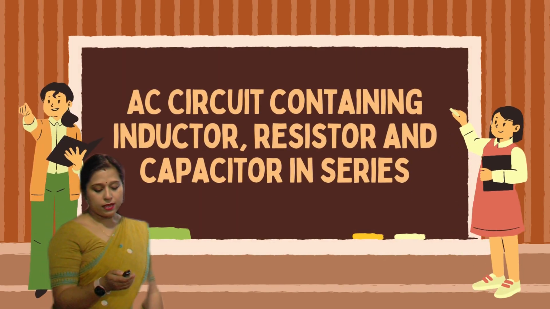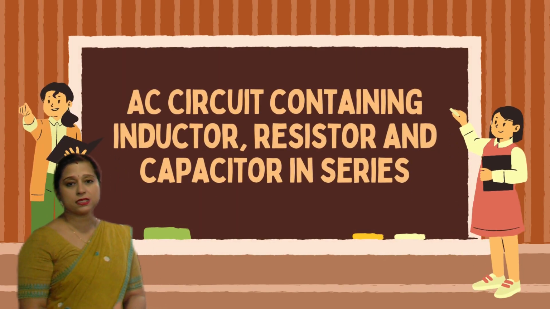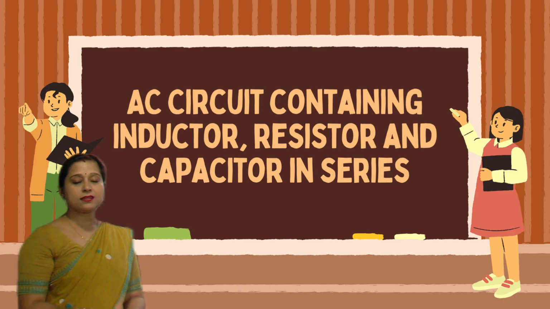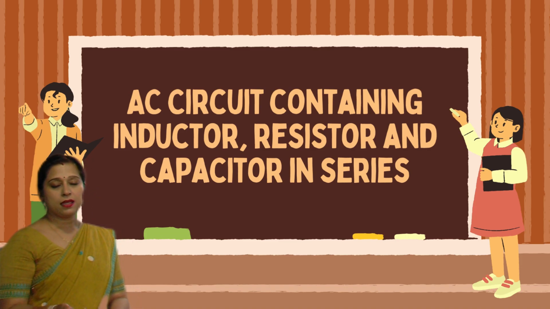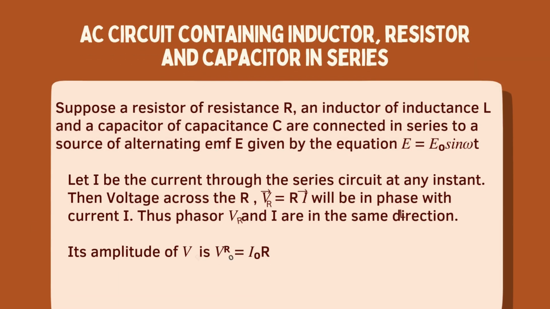Let us move to another kind of circuit which is used in many practical applications, which contains an inductor, a capacitor and a resistor in series with an alternating EMF. Suppose a resistor of resistance R, an inductor of inductance L and a capacitor of capacitance C are connected in series to a source of alternating EMF E. In such a circuit, the EMF is given by this equation. Let I be the current through the series circuit at any instant.